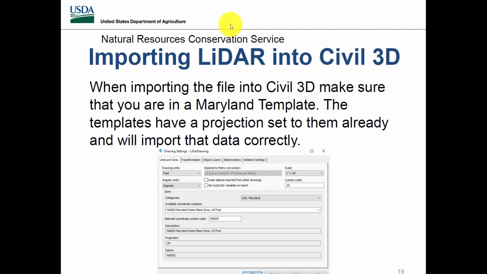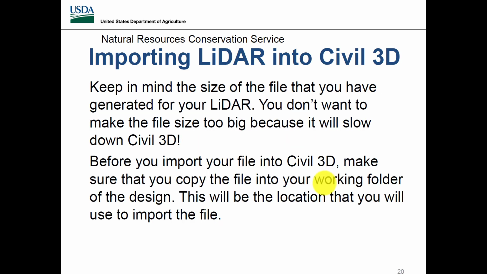So now that you have your file created and exported into the correct file location, you can now open up Civil 3D. Make sure that when you open up Civil 3D that you are opening up a Maryland template. The reason behind this is that the templates already have a projection set to them and will import that data correctly. So as you can see on the screen here, it's already set to the US foot, Maryland State Plane, NAD 83.